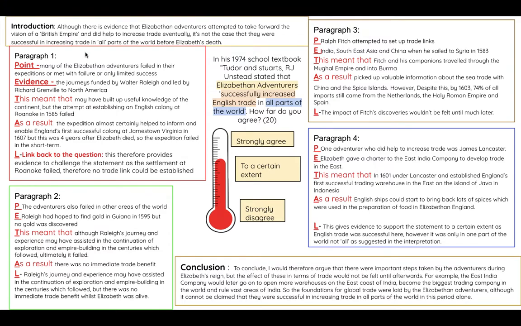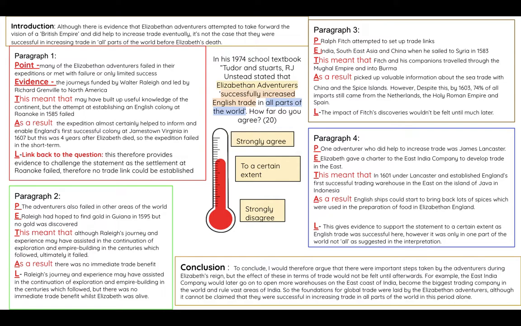So my introduction. I would say that although there is evidence that Elizabethan adventurers attempted to take forward this vision of the British Empire and increase trade, it did help to increase trade eventually, but it's not the case that they were successful in increasing trade in all parts of the world before Elizabeth's death. So that would be my introduction.